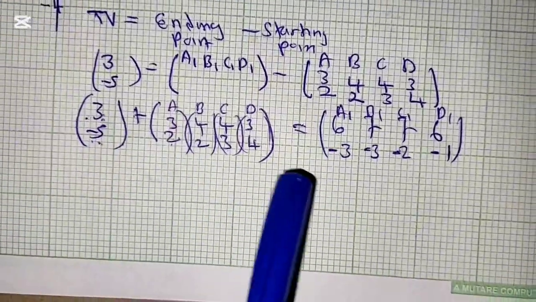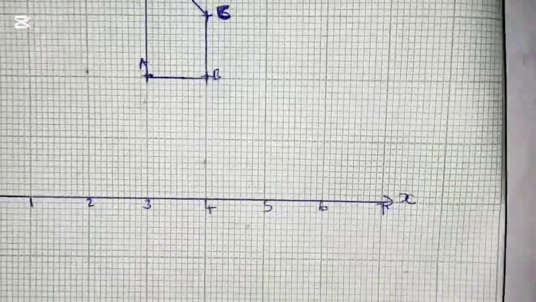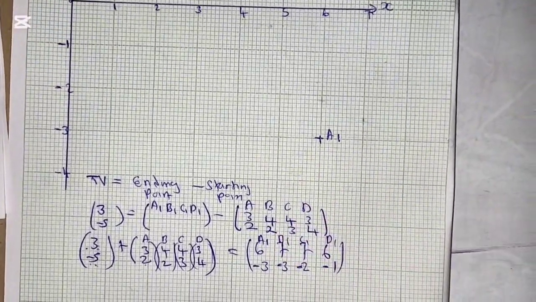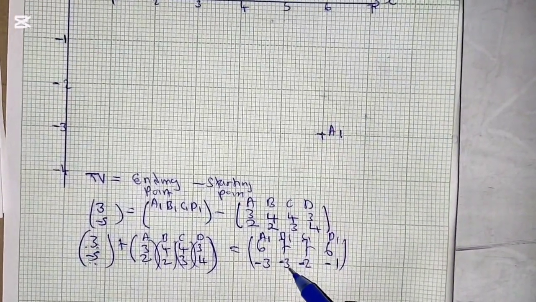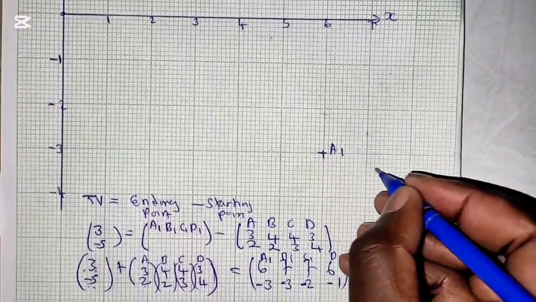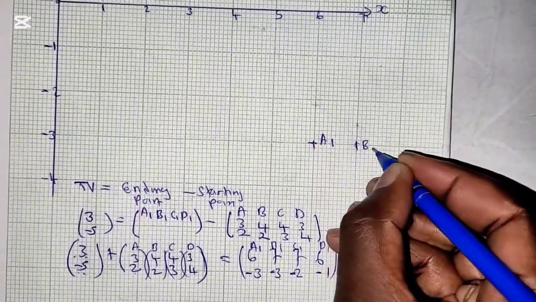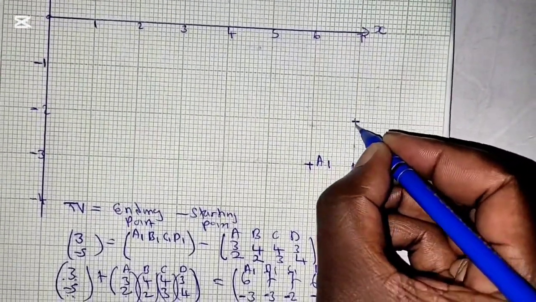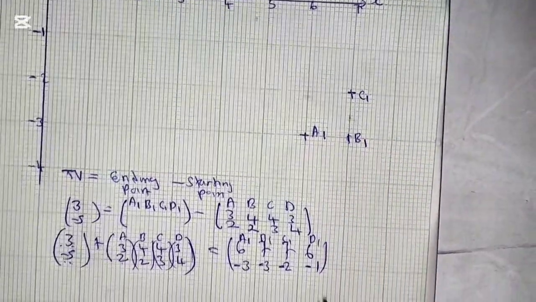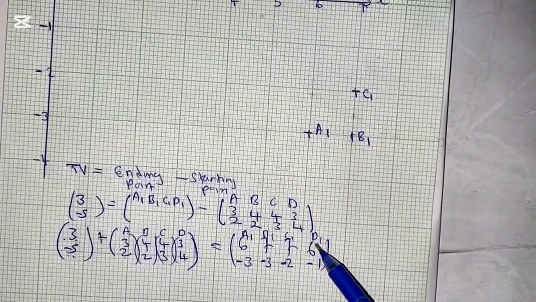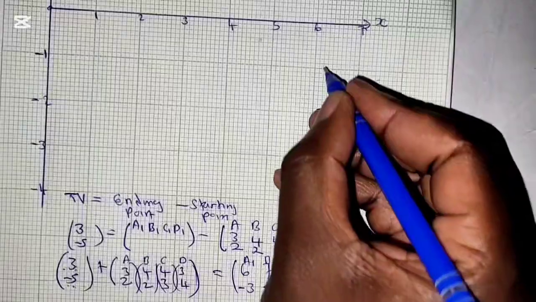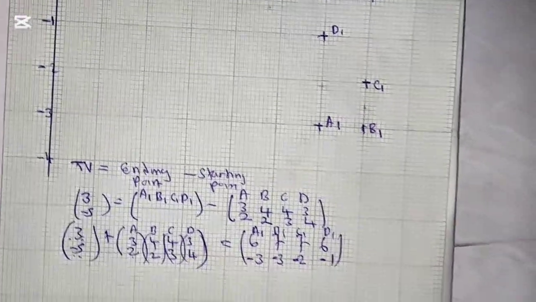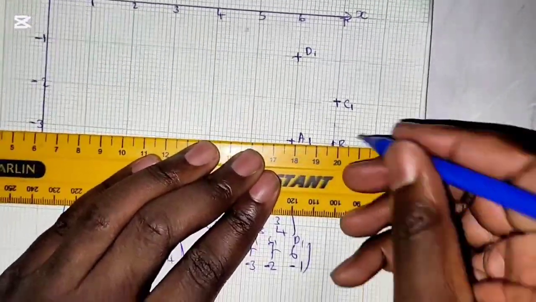So let's draw it clearly. 6 and minus 3, right here, that's A1. Then 7 and minus 3, that's B1. Then 7 and minus 2, that's C1. Okay. Then 6 and minus 1, right here. That's D1. Okay.